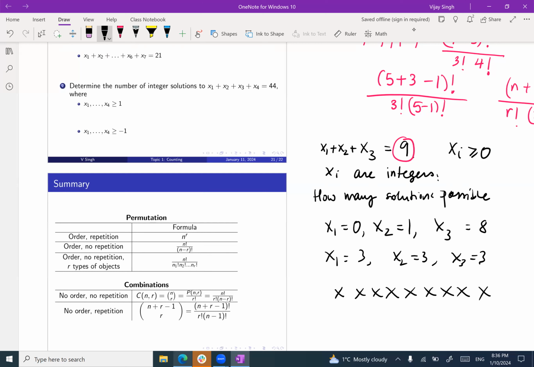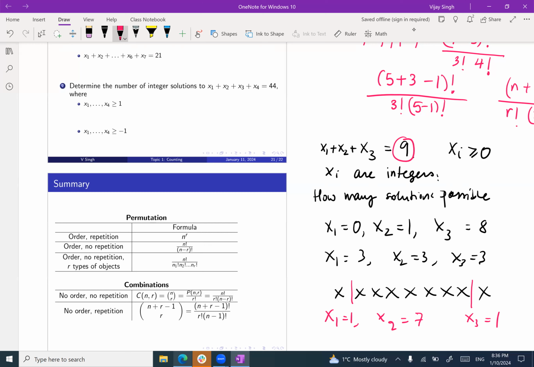Suppose I put 2 partitions now. There are 3 variables, but I'm going to put 2 straight lines. If I put 2 straight lines like that, this means x1 is 1. X2 is how much? 1, 2, 3, 4, 5, 6, 7. X2 is 7. And how much is x3? Do you agree? So we have converted our problem now to a star and bar problem.